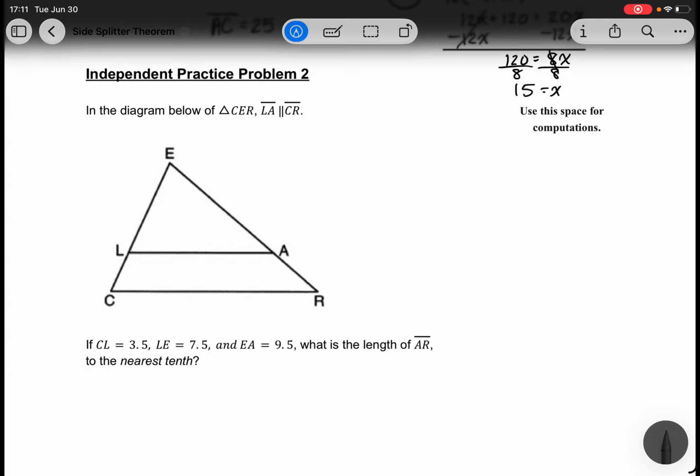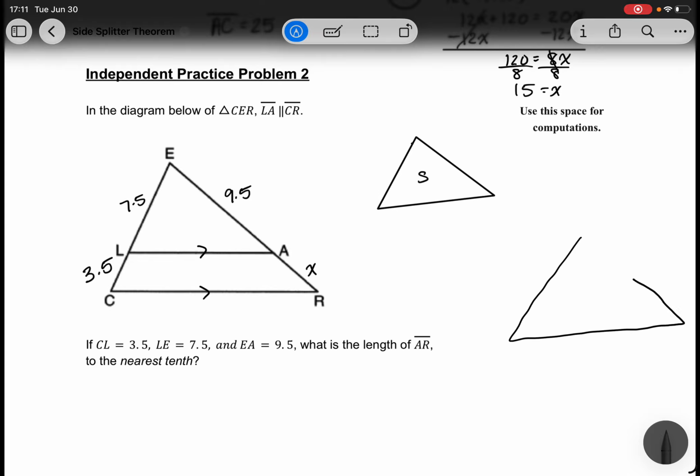Okay, first thing we're going to do, I'm going to label this diagram, and then I'm going to split it up. I'm going out of order this time. So we know that CL is 3.5, LE is 7.5, EA is 9.5, and then we don't know AR. So I'm going to label that side as X. Then split us up into two triangles. This is going to be my small triangle, I'll put an S. And then this one's going to be our larger triangle, I'll put an L. So our small triangle is ELA. Our larger triangle is ECR.